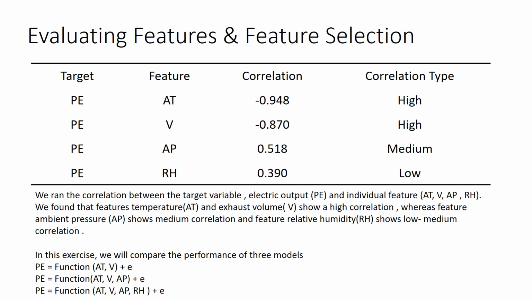Electrical output as a function of temperatures and volumes. The second model which will be electrical output as a function of temperature, volume, and ambient pressure. And the third one will be electrical output as a function of temperatures, volumes, ambient pressures, and relative humidity.